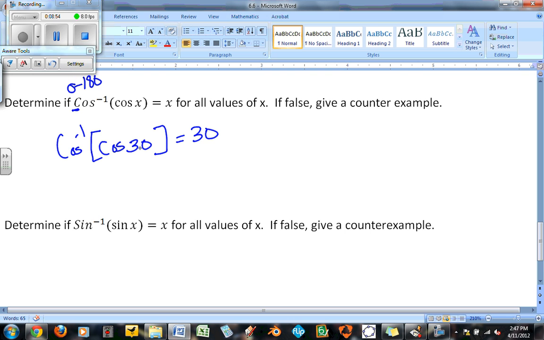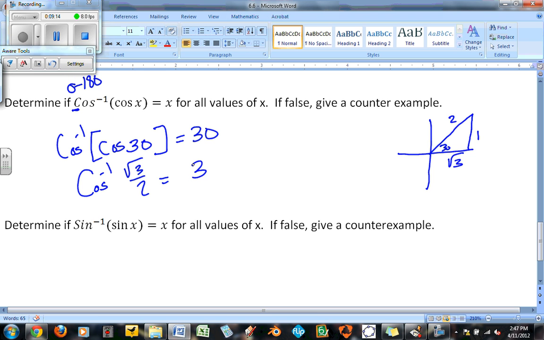Yes, no, maybe. I have no idea. Let's check it out. All right, so cosine of 30 degrees, to figure that out, let's draw my 30-degree angle, make my special right triangle. 1, 2, square root of 3. All right, the cosine of 30 is square root of 3 over 2. And then is the capital cosine inverse of that 30 degrees? Well, yeah, it is.